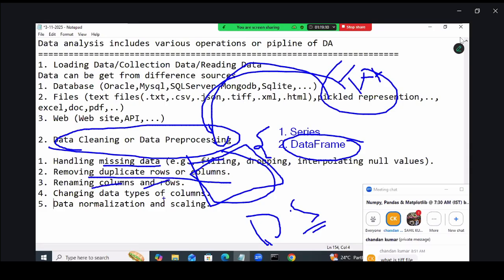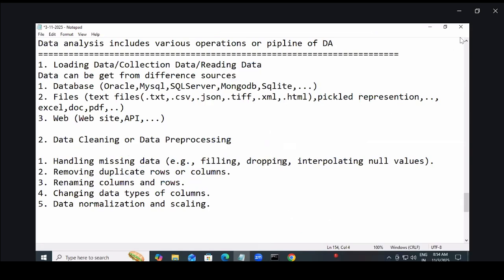You can change the type of the column and you can normalize the data. So all these things, how are you doing it? You are collecting the data from a text file. But after that, if you want to perform any operation, before processing the data you have to perform certain operations. That you call it as which one? Data pre-processing. If this is not done, you don't get the result properly.